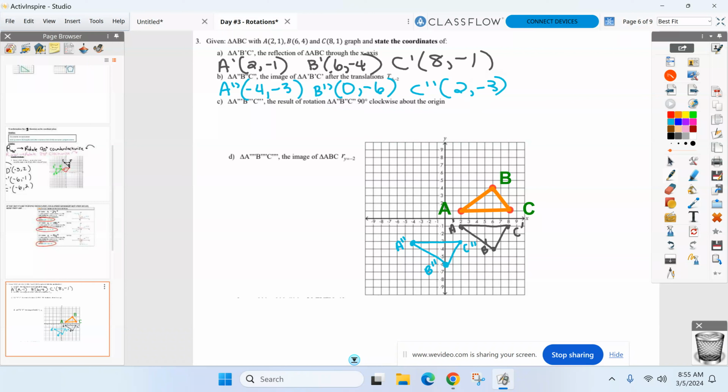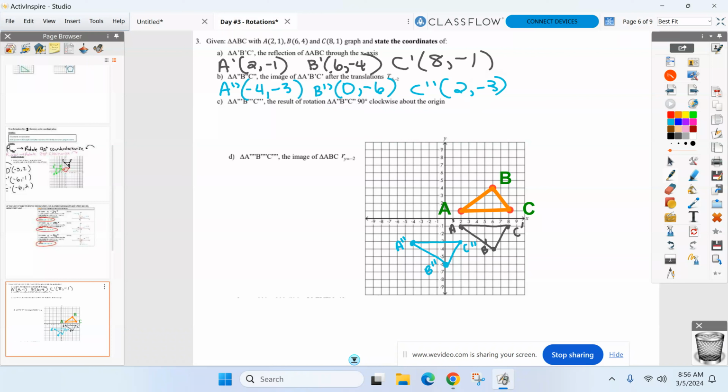Now we're going to do a rotation of 90 clockwise. Clockwise, so I'm telling you the direction. And make sure I got 3 triangles up here. Which one are we going to perform the rotation on? I got 3 of them up here. Which one do I rotate? The double prime one, the previous one.